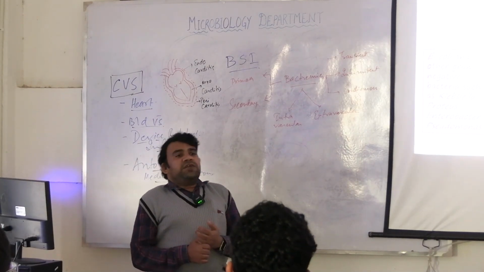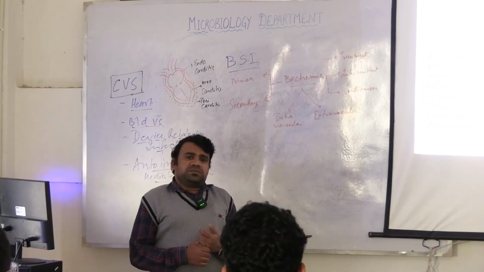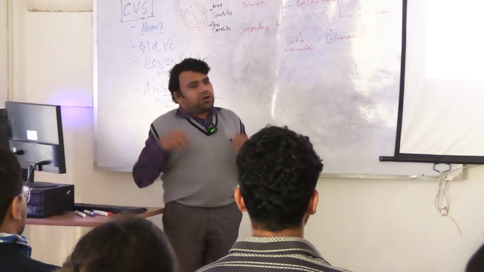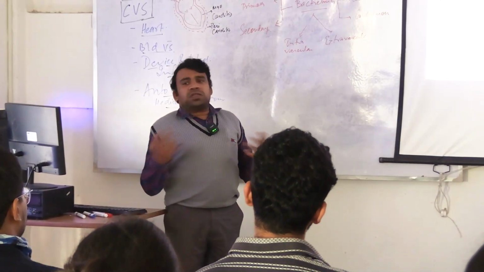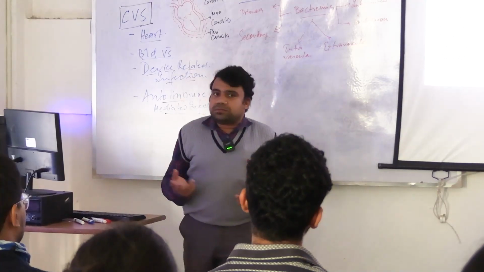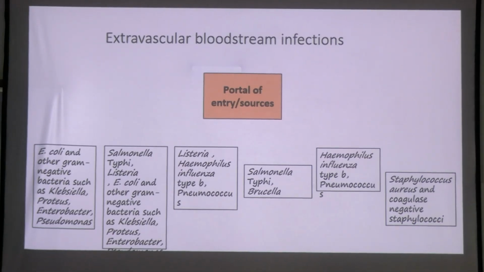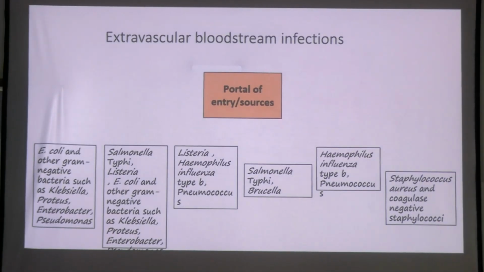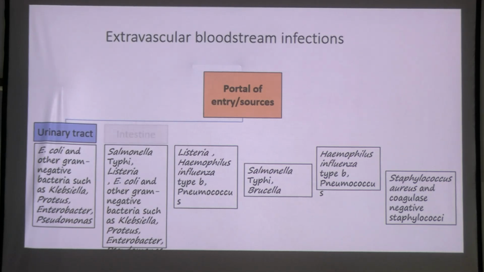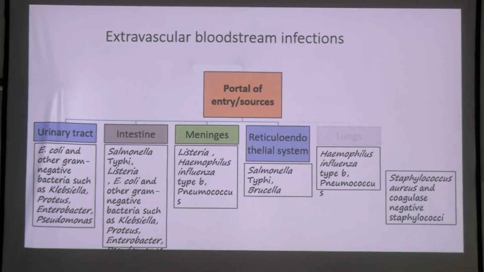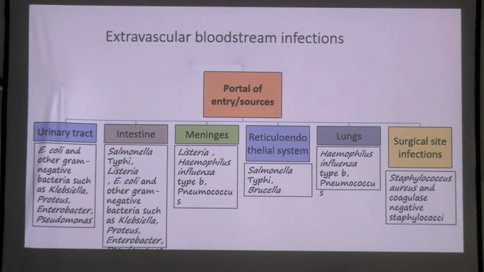Next, if it is extravascular, that means there must be a portal of entry. So what are the portal of entries? What do you understand by portal of entry? Pathogenটা ঢুকছে বডিতে কোথা দিয়ে? Those are called portal of entry. It could be urinary tract, it could be intestines, it could be meninges, it could be reticuloendothelial system, or it could be lungs, or even skin and surgical sites.